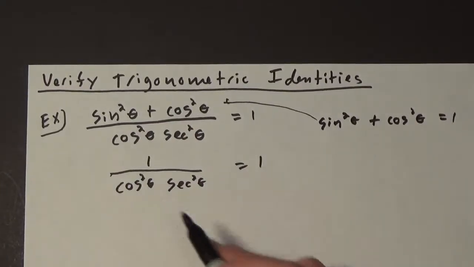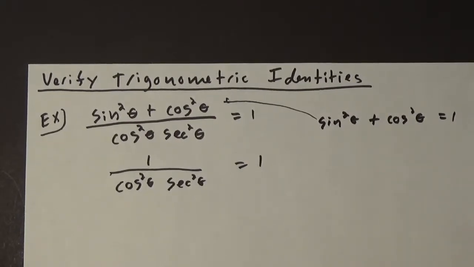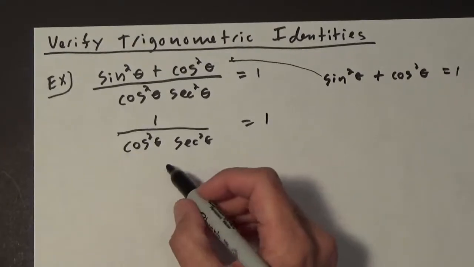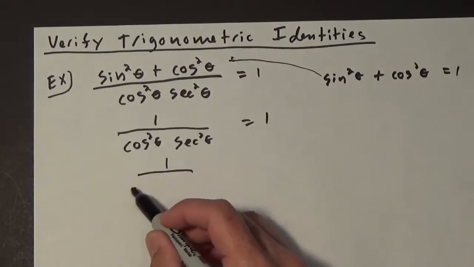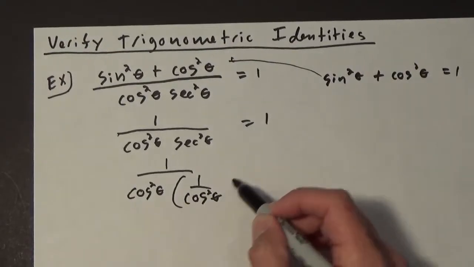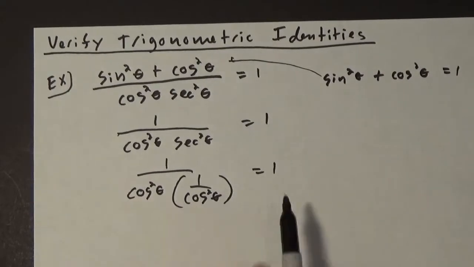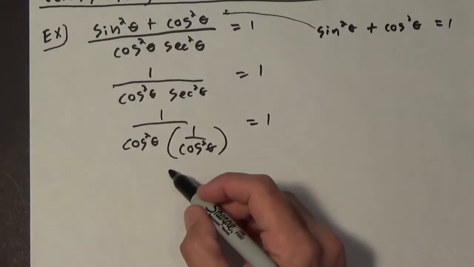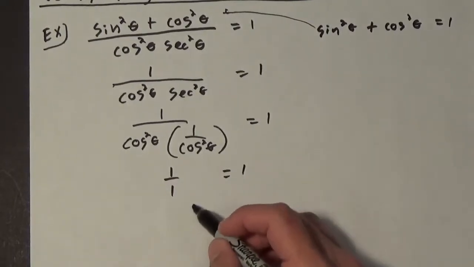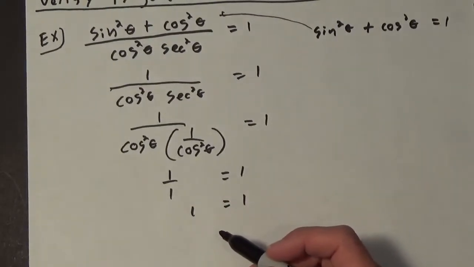Then we have to look at this one here, and it is squared, so maybe we're thinking of using a Pythagorean identity. But another technique we've talked about is turning everything into terms of sine and cosine. We know that secant is 1 over cosine, so we would have 1 over the cosine squared of theta times 1 over cosine squared of theta. Cosine squared times 1 over cosine squared becomes 1. So we would have 1 over 1 equals 1, and finally 1 equals 1. And we verified this identity.